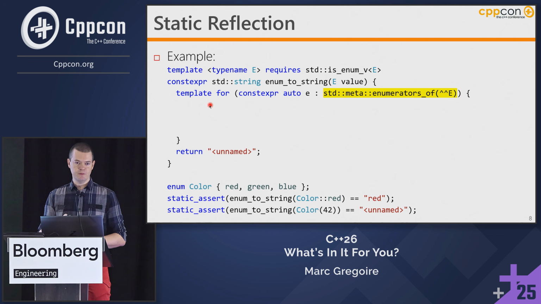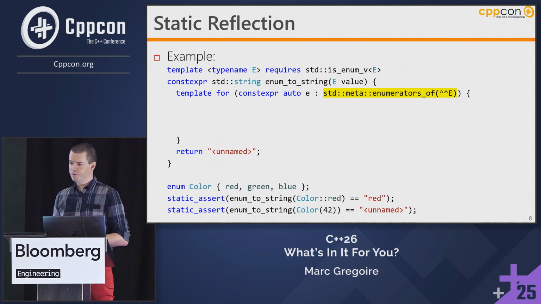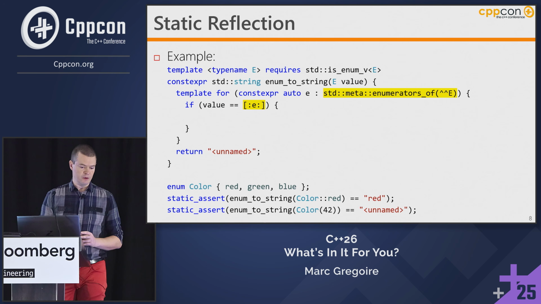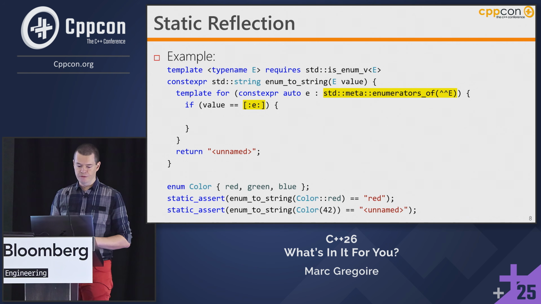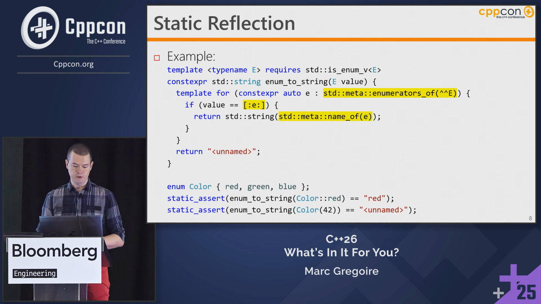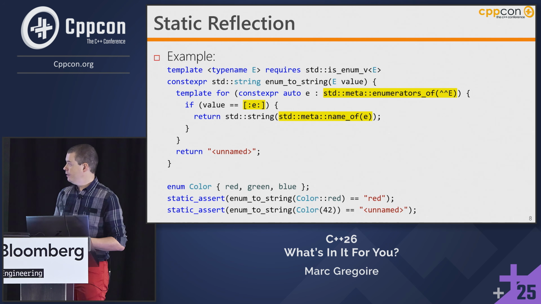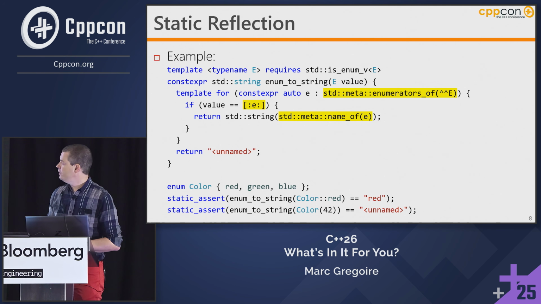Template for is also new in C++26. It's called an expansion statement, and that is a loop that happens entirely at compile time. So, what do we do in our loop? For each enumerator that we are looping over, we use a splicer to create a value, and we check if that value equals the value that we passed in to the function. If it's a match, then we use another meta function called identifier_of to get the actual string or the name of that specific enumerator. If we don't have a match, we return "unnamed".